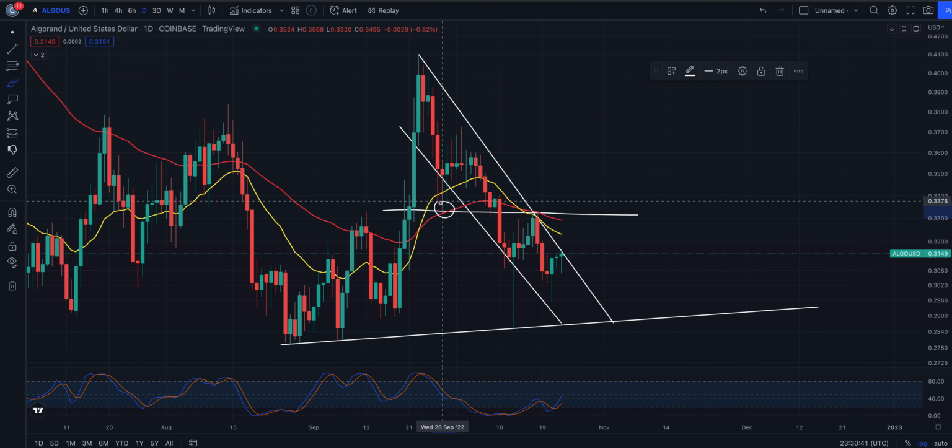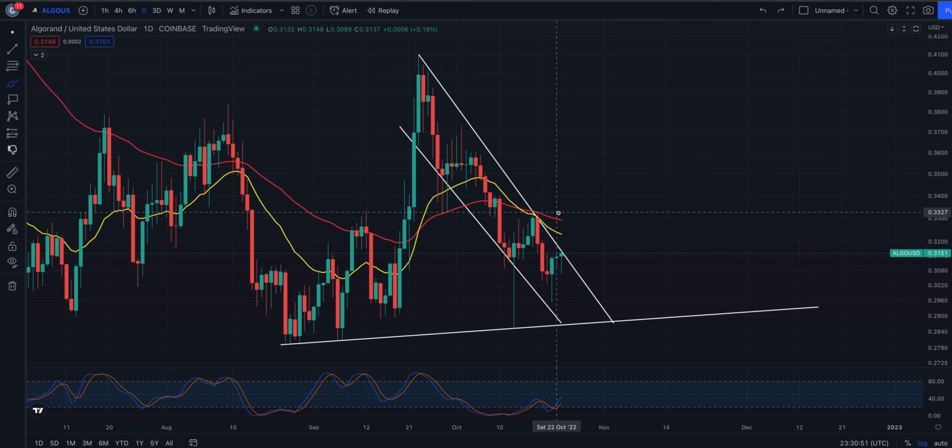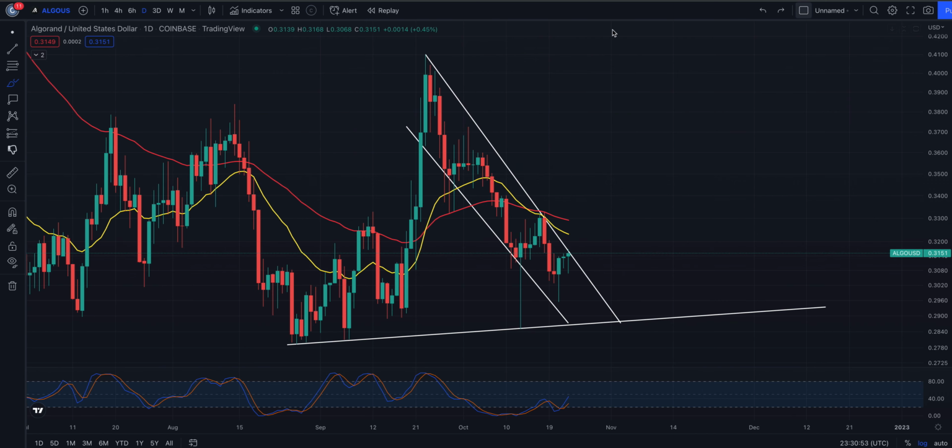I keep saying this, that we had support here, we came up, created a lower high than this high, and essentially we rolled down, and then we've run back into that support as resistance. So for me, for us to get any sort of improvement to the upside or to see continuation, we have to get back above 33 cents. I'm pretty sure that's what it is.